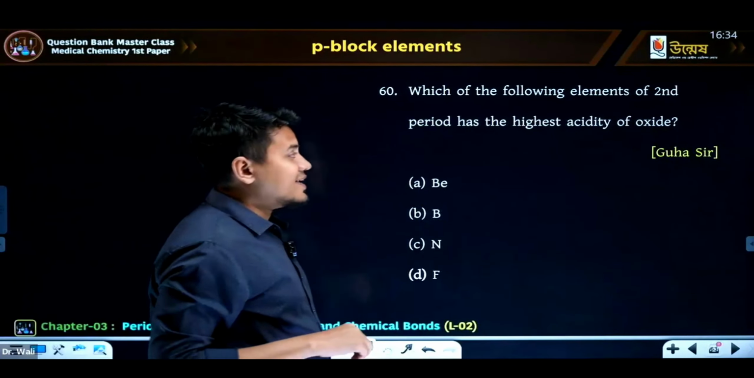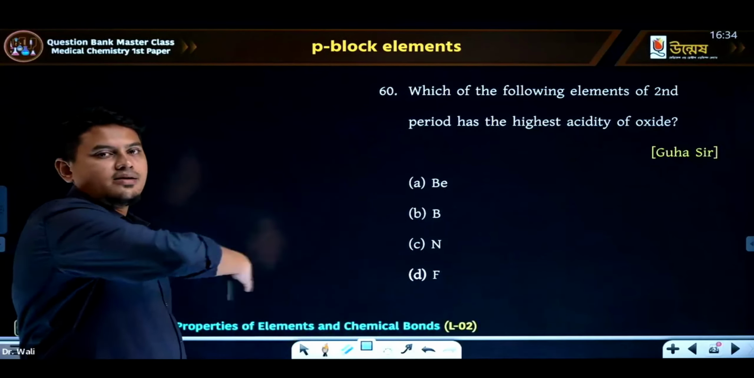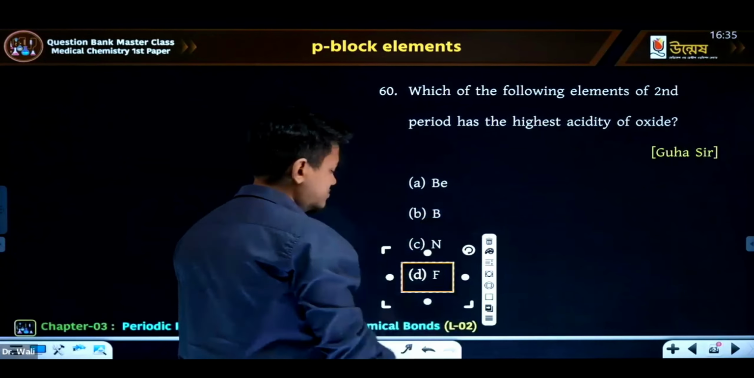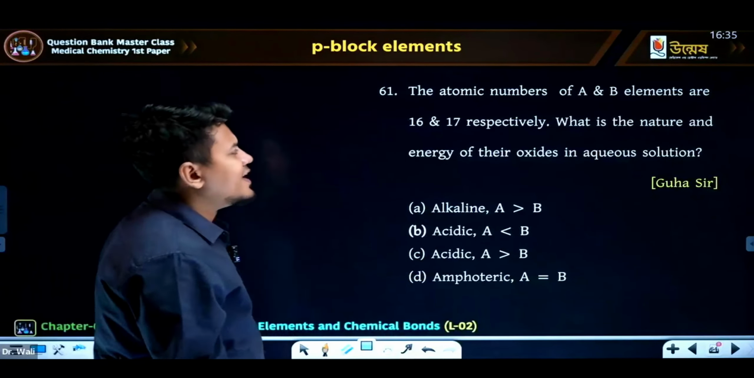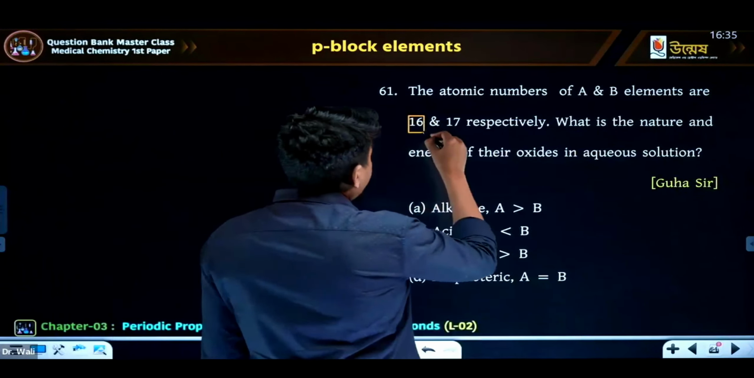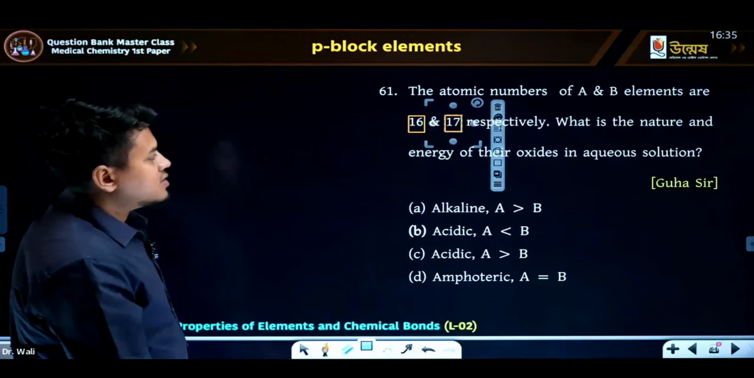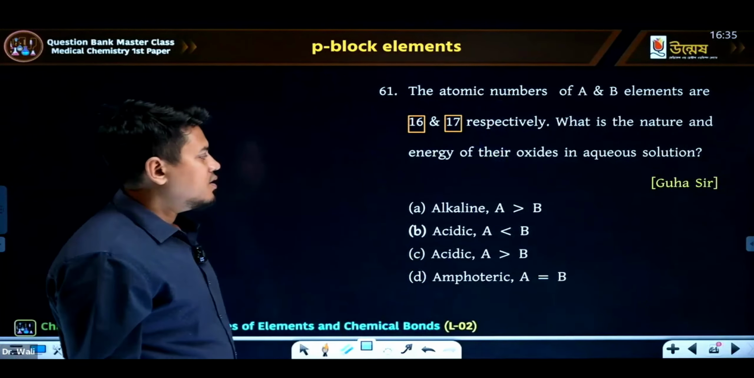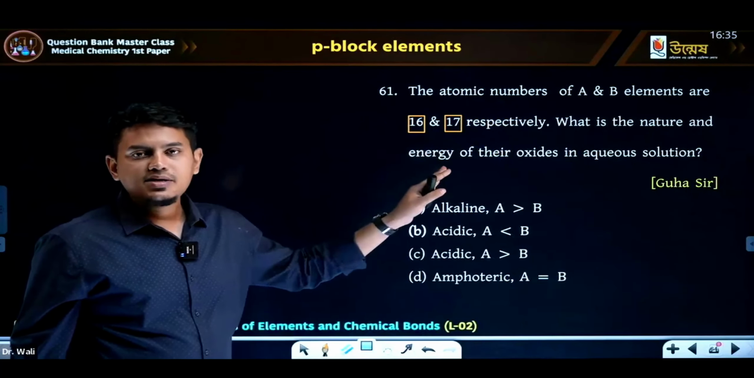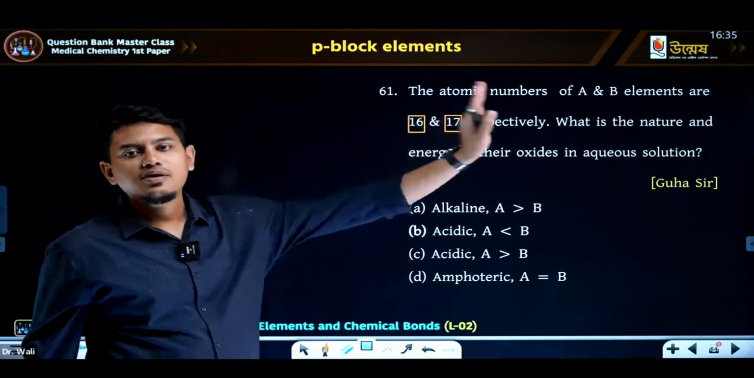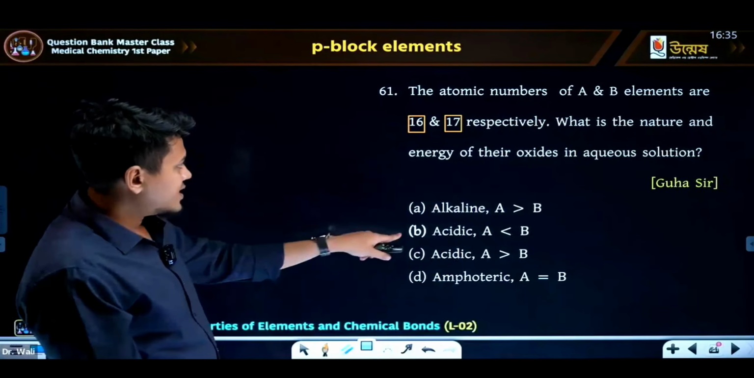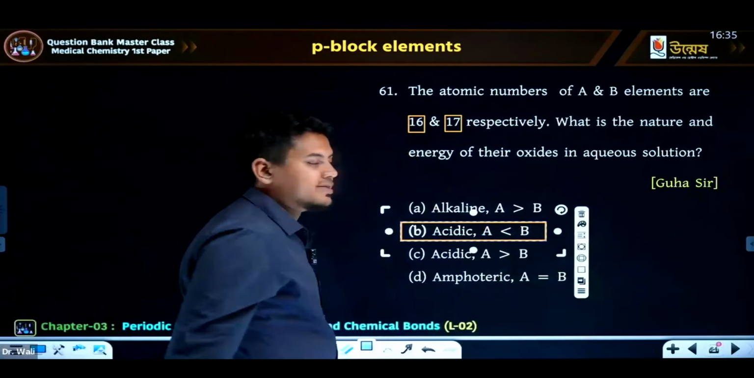Which of the following elements of the second period has the highest acidity of oxide? Highest acidity will be at the rightmost section of the period. So will it be beryllium, boron, nitrogen, or fluorine? The answer will be fluorine. The atomic numbers of A and B are 16 and 17 respectively. What is the nature of their oxides in aqueous solution? Certainly these are nonmetals. Nonmetals will generate acidic oxides, and the more electronegative, the more the acidity. So in this case, we can say that option A will be less acidic than option B.